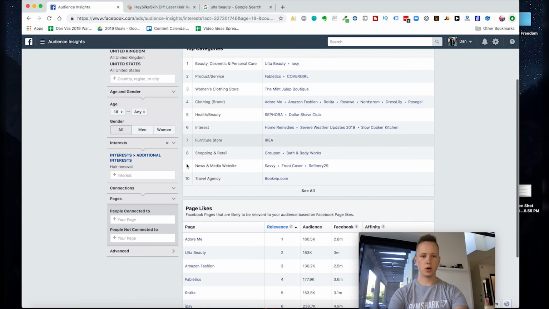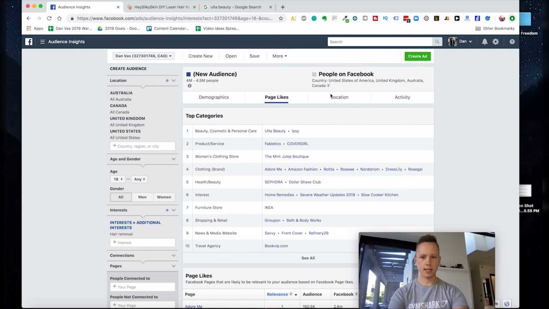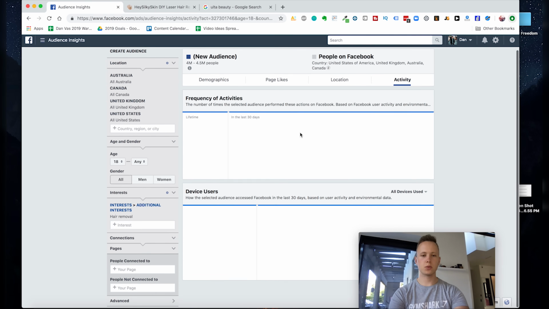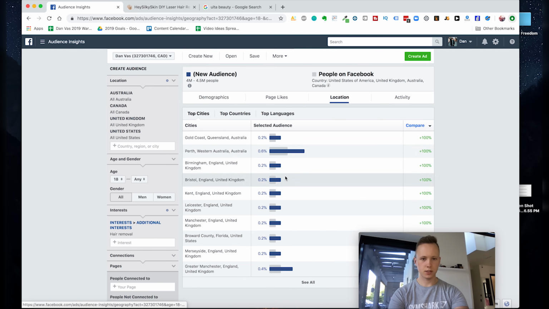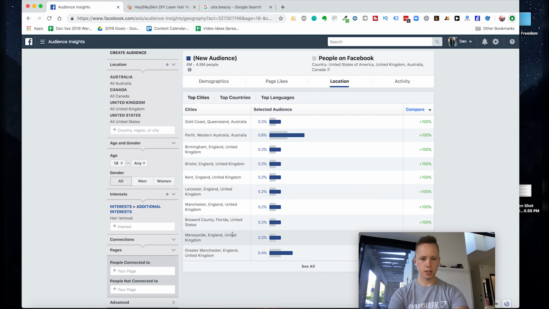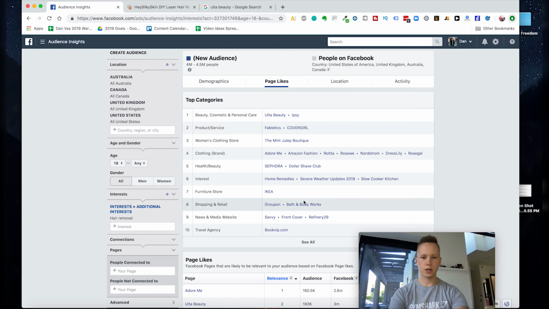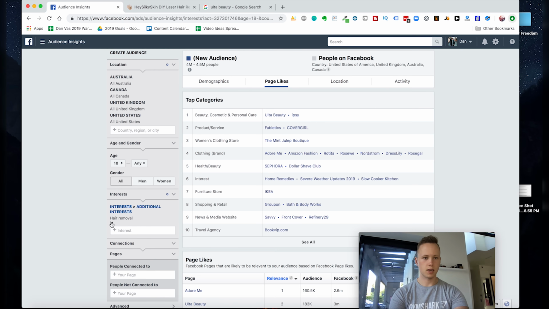So now we have Bath and Body Works, and let's take a look at activity. There are a lot of things that we can see here. Most of it would be just page likes, location. As you can see, it's pretty much all over. US, UK, there's not really one that stands out. It's a very, very broad target market.